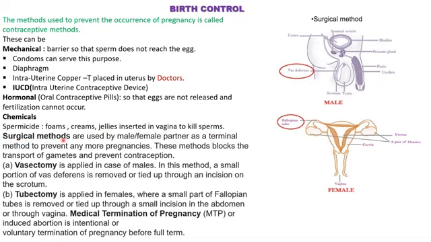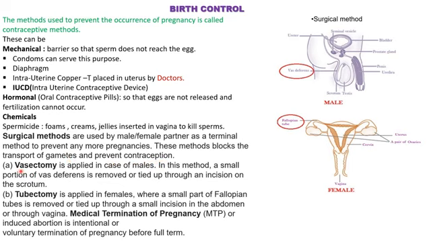Now coming to the surgical methods, they are very important from the point of view of the exam. These are used by both male and female partners as a terminal method to prevent any more pregnancy. These methods are permanent, you cannot reverse them. Once you have a family, whatever number of children you want, suppose one or two, and you don't want any more children, you can definitely go for this method because it is permanent. These methods block the transport of gametes and prevent conception.